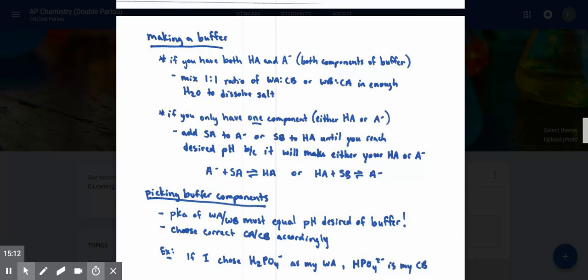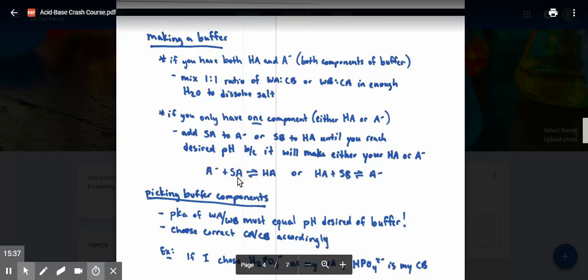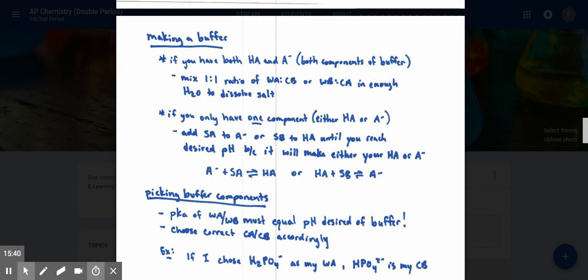But if they tell you that you only have one of the components, so you either have the acid component or the base component, what they'll also say in the question is that you also have strong acid or strong base available. So what you're going to do is add strong acid to the base or add strong base to the acid until you reach the desired pH. The reason why you want to do this is because if you have the base and you add strong acid to that, that will make the acid component of the buffer. If you have acid and you add strong base to that, you will make the base component of the buffer. So you're basically reacting these so you can make the other half.